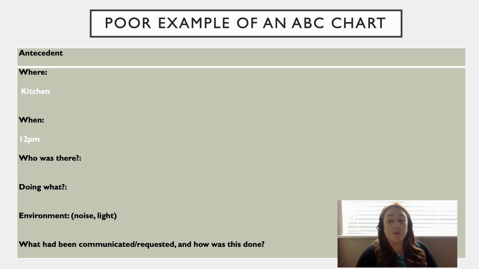The environment section has been left blank, and this means we do not know if it was busy, if it was loud, if there was bright lights, if there were strong smells. We don't know what has been communicated or requested of this person. The section has been left blank. For example, were they asked to go and get the vegetables from the fridge and start prepping them, or were they asked to help the staff member empty the dishwasher? So unfortunately, this ABC chart lacks the key information we need to be able to build up a picture of what happened exactly before the incident.